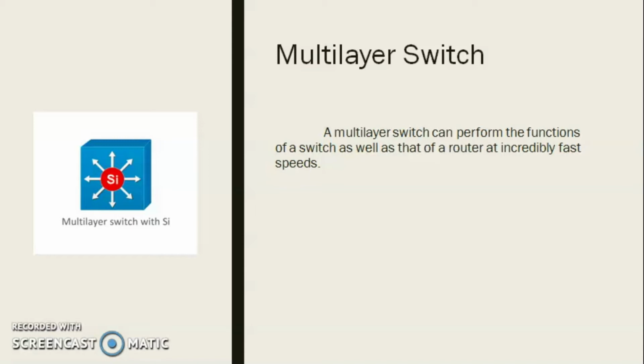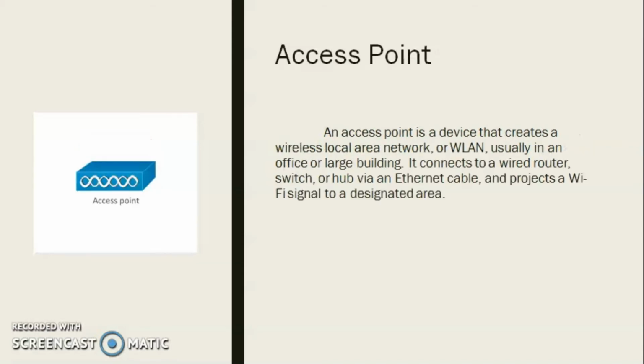Then also the access point. Now the wireless access point is also a device that creates a wireless local area network. Usually in an office or in a building, an access point connects to a wired router, switch, or a hub using an Ethernet cable and projects a Wi-Fi signal to a designated area. So we are using the access point so that our clients can be able to hook onto the internet. Then also our block diagram.